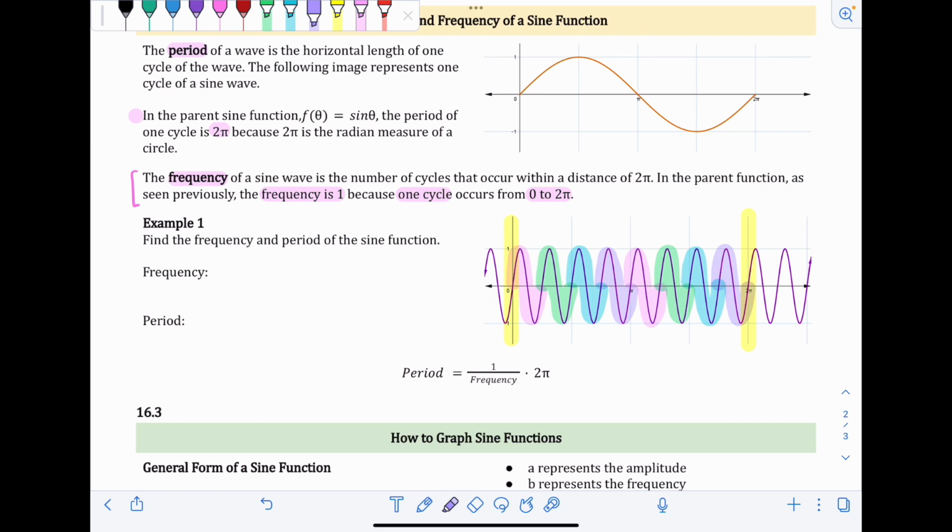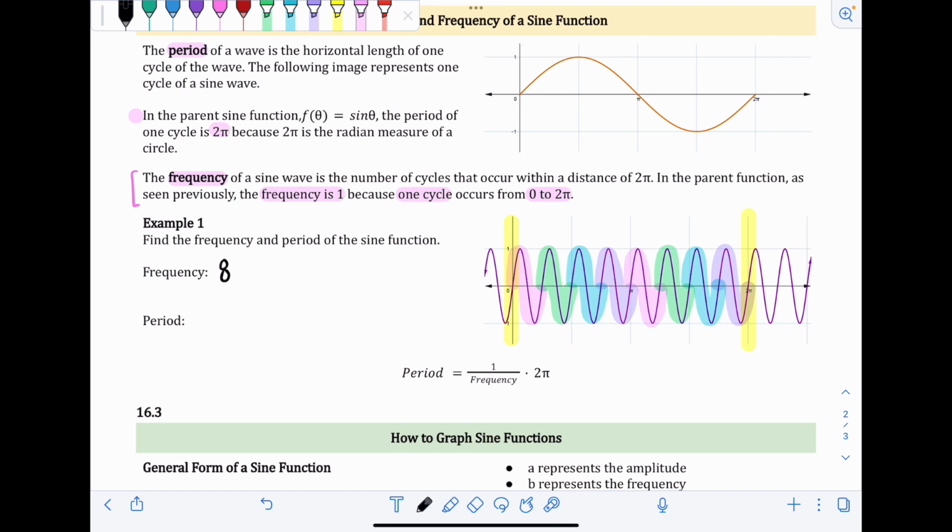And we know that the pattern is repeating itself because it starts going upward, comes back down, and then goes down and comes back up. And then it starts again with the same up and then down, up and then down, up and then down, and so on is the pattern. So there's 8 of those patterns happening within that 0 to 2 pi. So the frequency is 8.